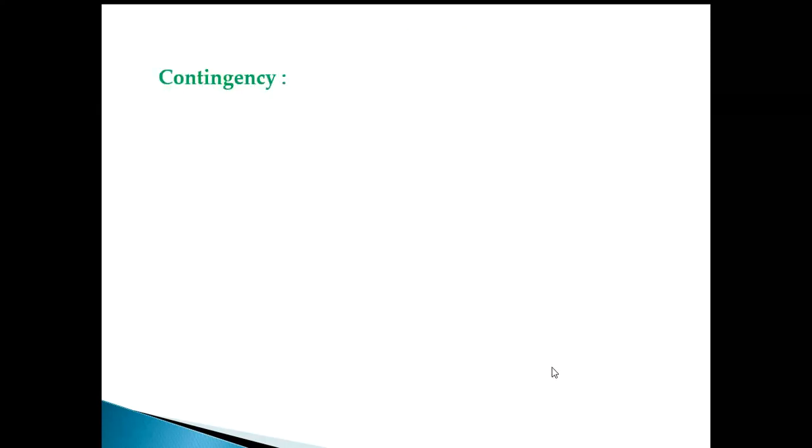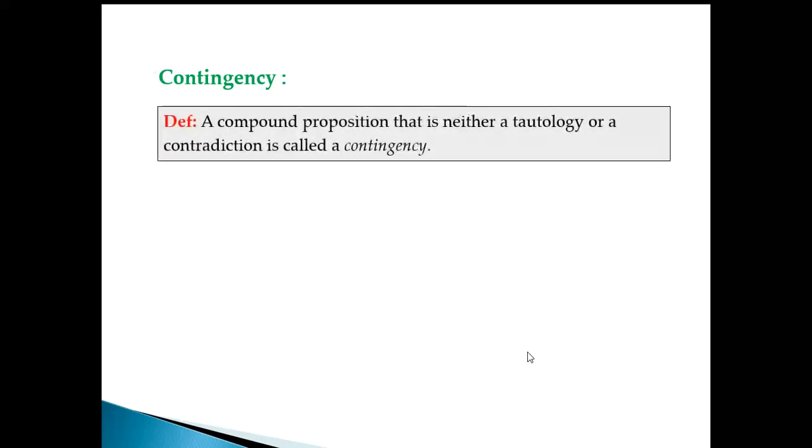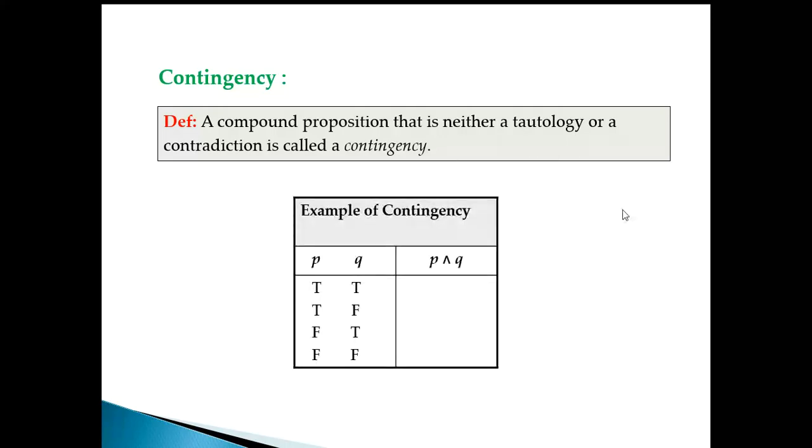The next term is contingency. So what is the contingency? A compound proposition that is neither a tautology nor a contradiction is called a contingency. That means the truth values are not all true or all false; some values are true and some are false. Suppose we have two propositions p and q, so four rows: true true, true false, false true, and false false. Take p and q.